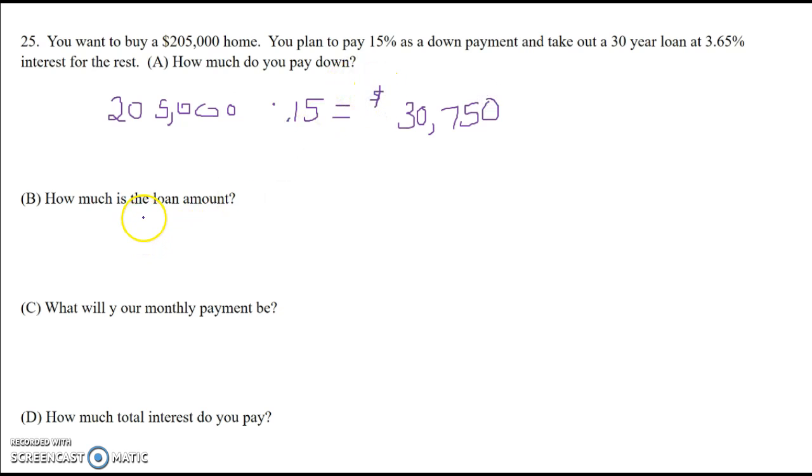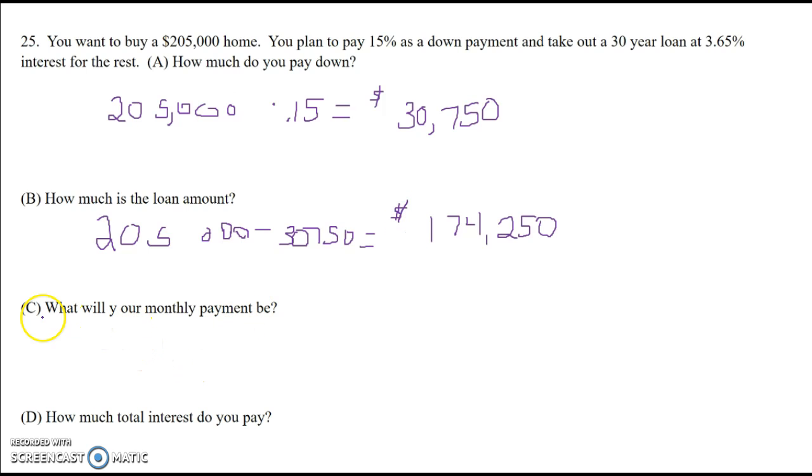I have to subtract the amount that I'm paying down from the total to get the loan amount. So $205,000 minus $30,750. That's going to be $174,250. So that's how much I'm taking the loan out for. It says, what will your monthly payments be? Well, I'm looking for D again.